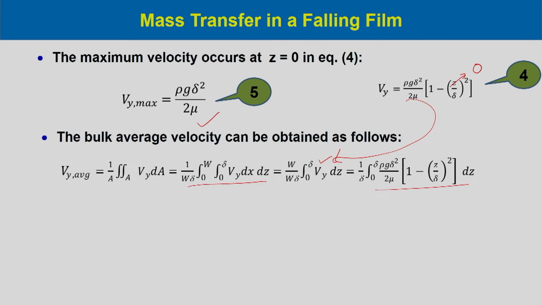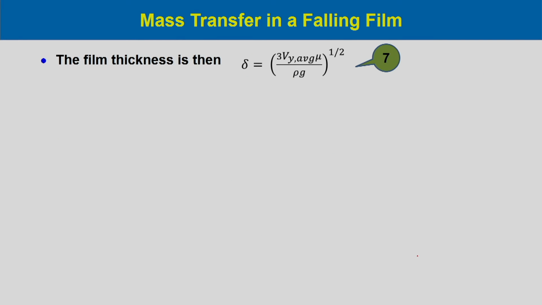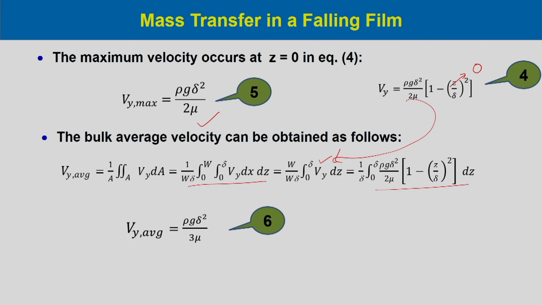Now, if we just integrate this, you will obtain V y average would be equal to rho g delta square by 3 mu. The film thickness we can then calculate: delta would be equal to 3 V y average into mu by rho g to the power half. So, this is just a rearrangement of equation 6. So, if we rearrange these equations, we can get the film thickness.